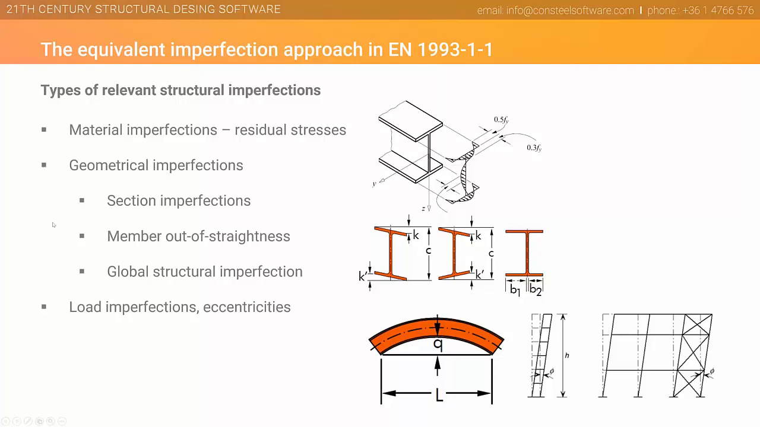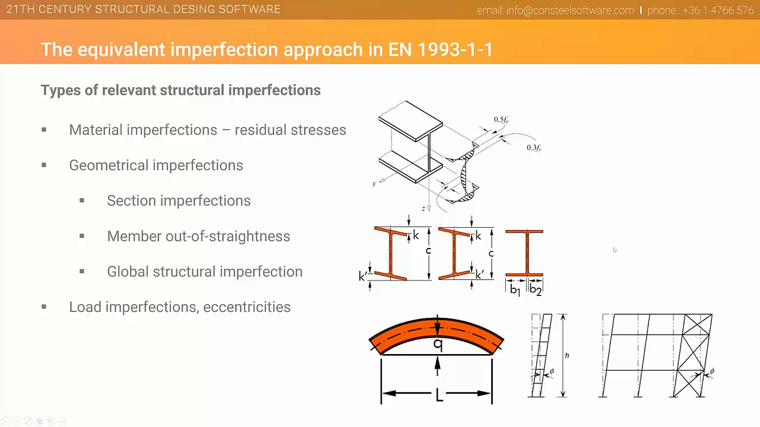The second group is the geometrical imperfections. It can have various forms, like local section imperfections, so out of shape of the sections, or crookedness of the elements of the cross section. The next level can be member imperfections, member geometrical imperfections. These are usually the member out of straightness. These are usually defined as tolerances in the product tables.